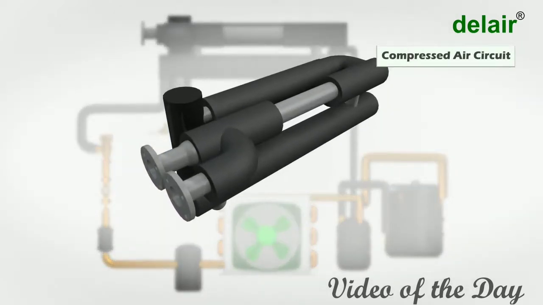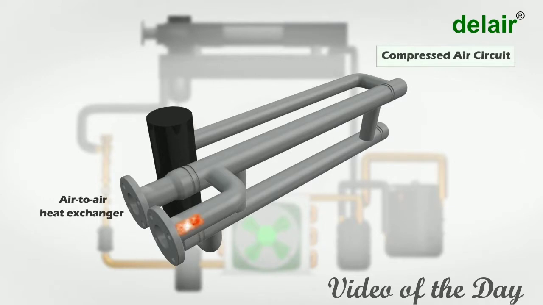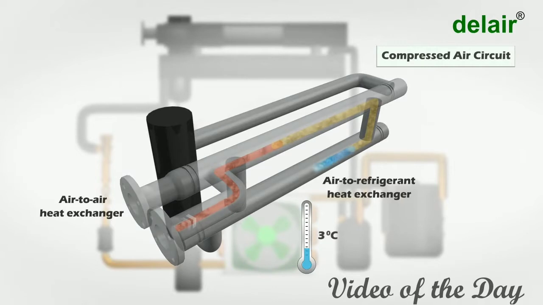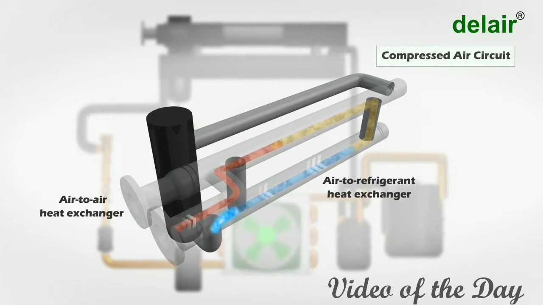In the compressed air circuit, the hot compressed air from the external air compressor enters into the air-to-air heat exchanger, where its temperature is reduced by the outgoing cool dry air. The air then enters into the air-to-refrigerant heat exchanger, where the air is cooled to 3 degrees Celsius by the liquid refrigerant. This process causes the moisture to condense into liquid water. The cool air along with water droplets enters into the moisture separator, where the water is separated from compressed air and drained through the auto drain valve.